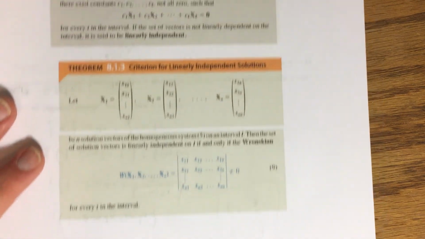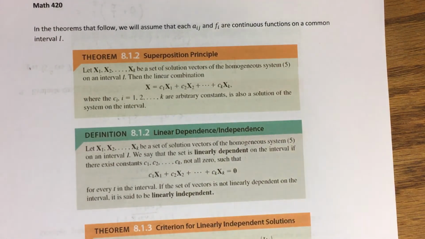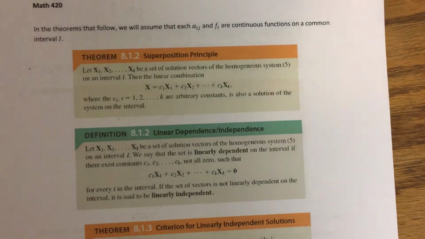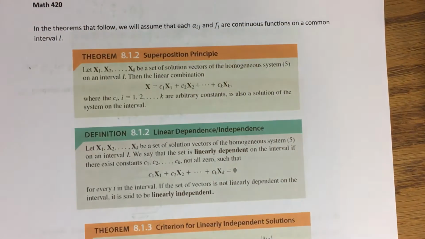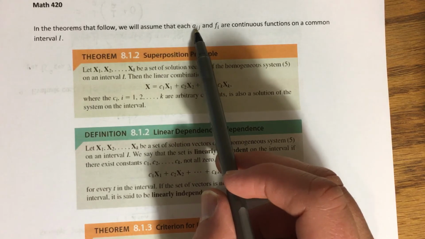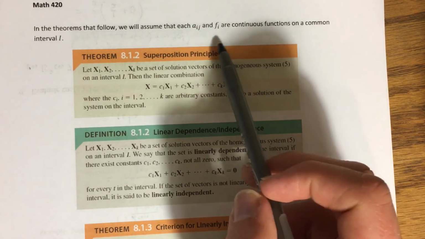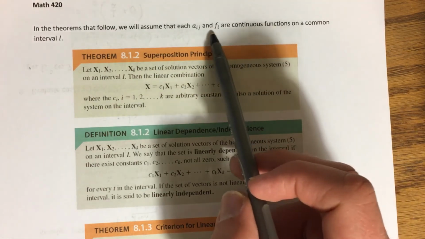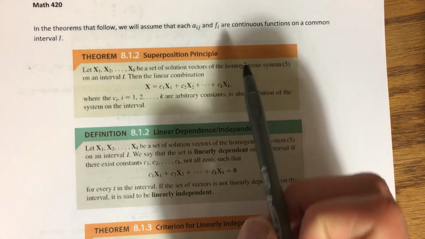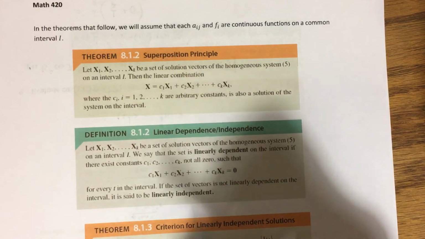Okay. Now, like I said, a whole lot more theorems and definitions to talk about, and implicit in the definitions and theorems that follow is this. So we're going to assume from here forward that whenever you see the notation here for a coefficient aij and one of those functions fi, they are continuous functions on a common interval I. That's what's going to allow us to use the theorem we just talked about in these results.